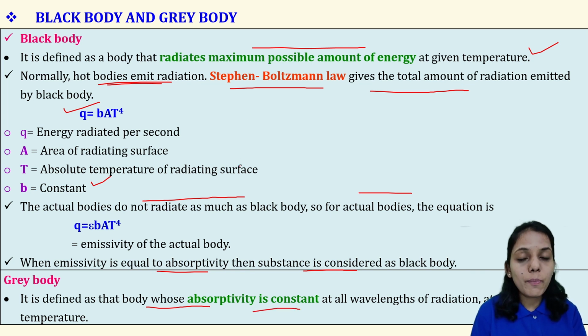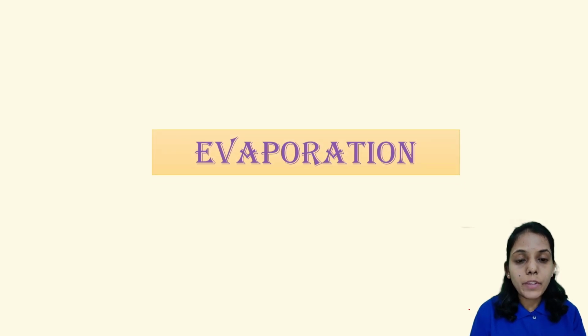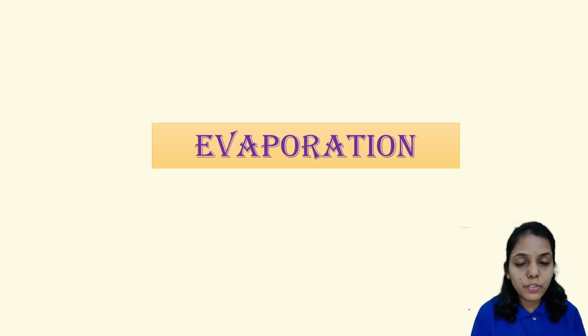Remember, in case of a black body, they are radiating the maximum possible amount of energy, whereas in a gray body, absorptivity is constant at all the wavelengths of radiation and at a given temperature. So they may ask you questions like, in a gray body, is absorptivity constant or changing at different wavelengths? So remember, it is constant at all the wavelengths. So this was all about heat transfer and their mechanism.